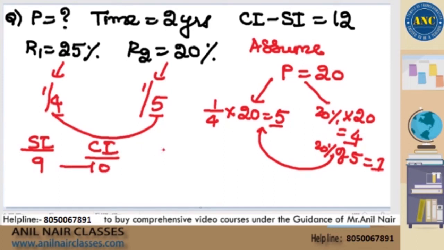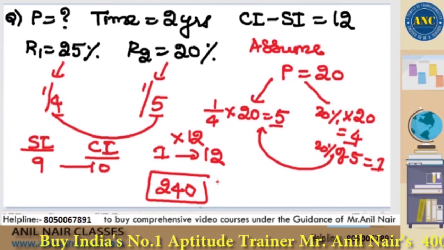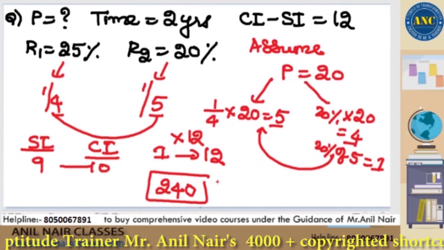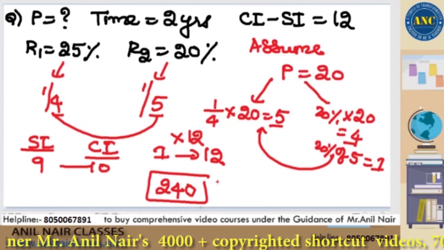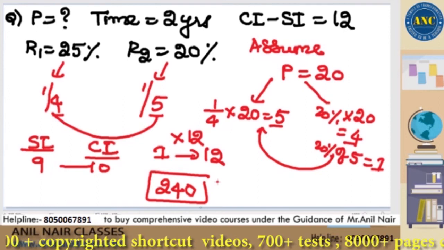Difference is 1, but according to the question it is 12. 1 12s are 12, 12 20s are 240. Absolutely easy method. Once you start putting a pen, solve a few problems. Next, we have taken it for 2 years, now let us take it for 3 years.